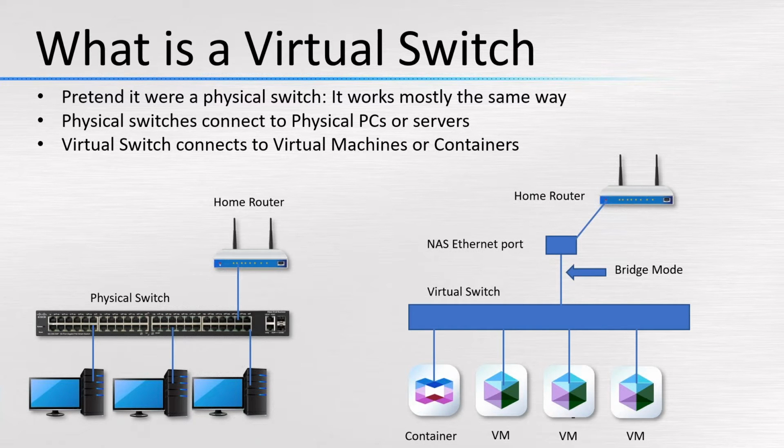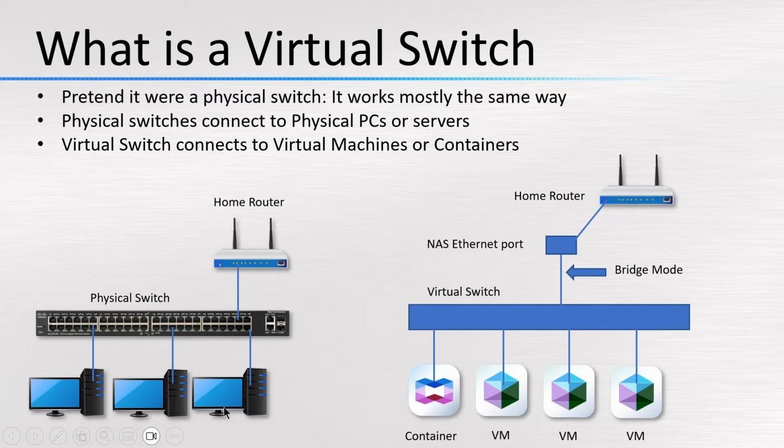It might at first sound a little bit complicated, but if you think of it the same way you think of a physical switch, it's really not complicated. It works almost exactly the same as a physical switch. I think just about everybody could understand how a physical switch works. A physical switch has physical ports. Devices plug their Ethernet port into physical ports. And anything that's connected to the switch can connect to other devices on the switch.